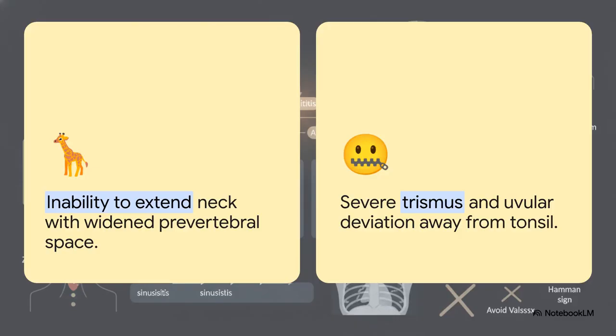Differentiating these deep space infections really comes down to binary logic. If a young child comes in with a fever, a muffled voice, and a rigid refusal to extend their neck, that points straight to a retropharyngeal abscess. Why? Because extending the neck pulls painfully on that inflamed posterior pharynx. On the flip side, if an adolescent comes in with severe trismus, meaning they basically can't open their mouth, that is the calling card of a peritonsillar abscess.